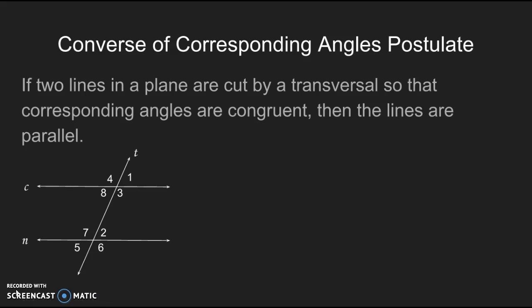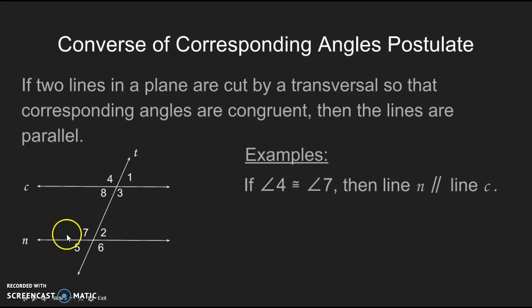Alright, now moving on to the converse of corresponding angles postulate. What this says is, if two lines in a plane are cut by a transversal so that corresponding angles are congruent, then the lines are parallel. So in this case, an example would be, if angle 4 is congruent to angle 7, then line N is parallel to line C. This is the converse of corresponding angles postulate.